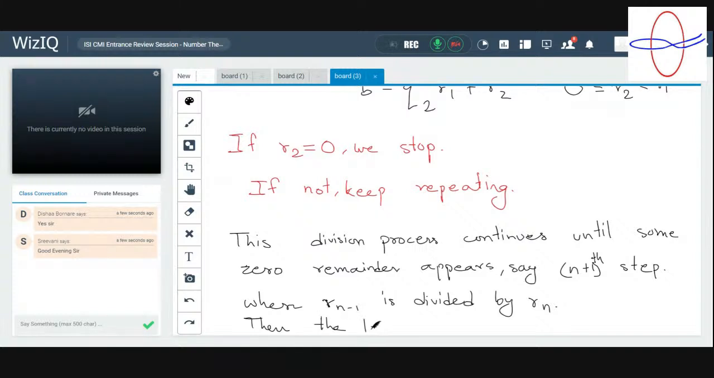Then the last non-zero remainder, which is Rn, is equal to the GCD we were looking for. And I won't write this down, but you can see that this division always reaches a 0 remainder because the sequence B, R1, R2, and so on is decreasing. And it's a sequence of non-negative numbers. So it has to, of course, reach 0 after at most B steps, right?